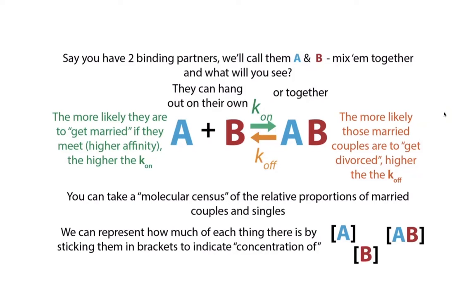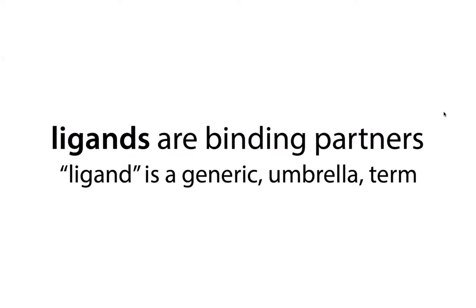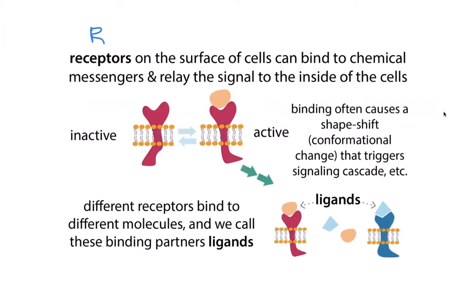Now I'm going to use the terms A and B, but you might see different terms used. Your book uses the terms P and L. L stands for ligand, and a ligand is just a generic name for a binding partner. We have more specific terms that we can use for ligands of different molecules. When we talk about antibodies, we'll talk about antigens. When we talk about enzymes, we'll talk about substrates, which are the ligands that enzymes bind and modify. But ligand is more of a generic umbrella term. You'll often see it used in concert with R, for receptor. So sometimes you'll see R for receptors.